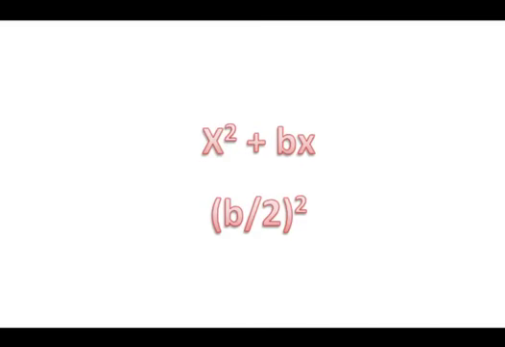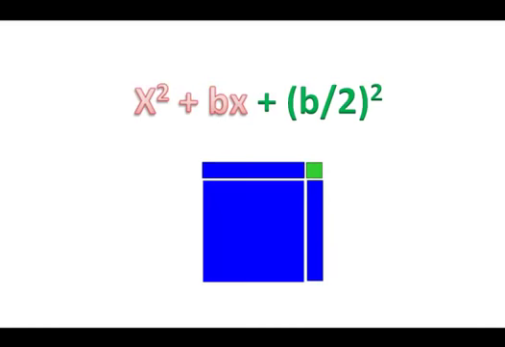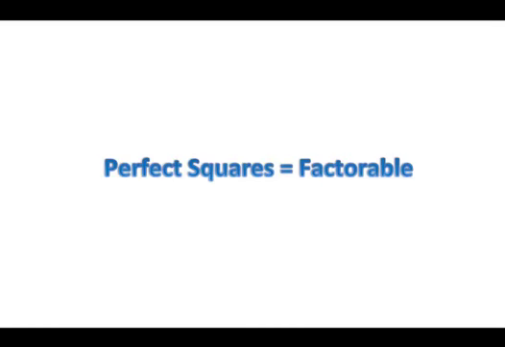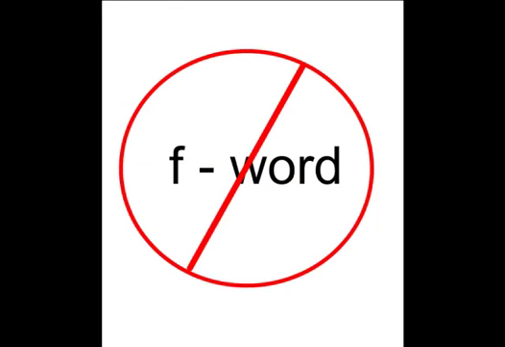So how did we do that? The formula for an expression in x squared plus bx form, for completing the square: you take the middle term b and divide it by 2 and square it. This gives you the number you add to your original expression to make it a perfect square. It is also the area of the missing corner of your figure as you reconfigure it into a square. This process of completing the square creates a perfect square, which can always be factored, making that F word of algebra just a little more manageable.